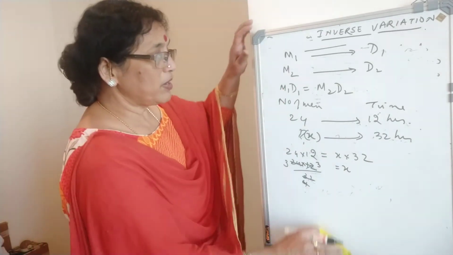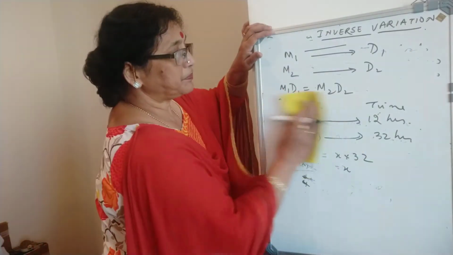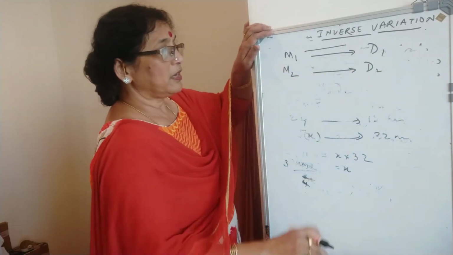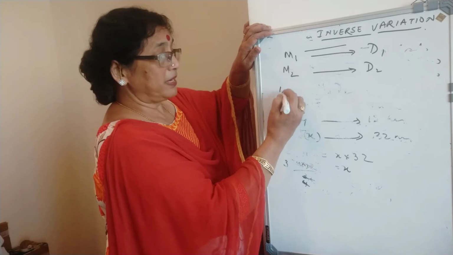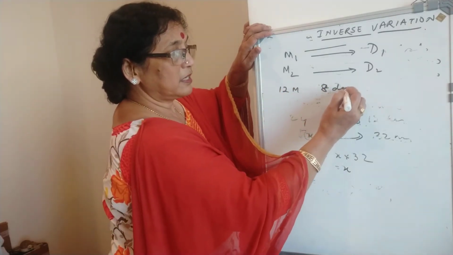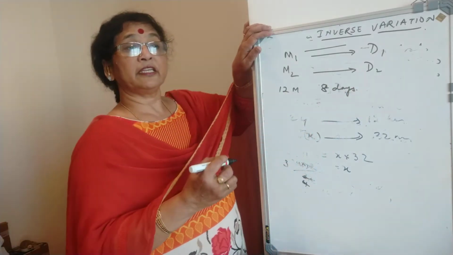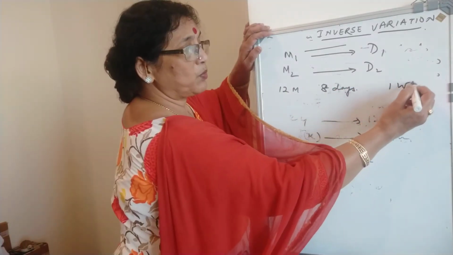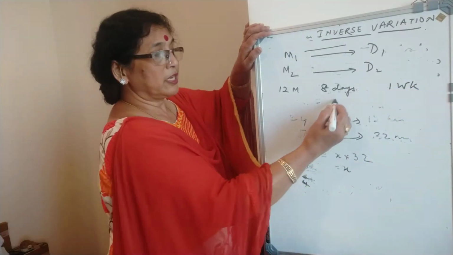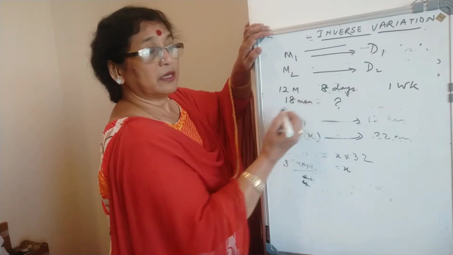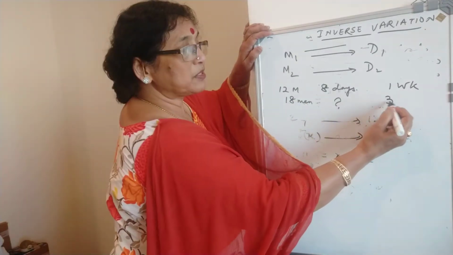Okay. So here what happens? If you have, the same sum becomes very easy. If you have 12 men, take 8 days to do a certain amount of work. So let that be one work. So in how many days will 18 men take to do 3 times the work?